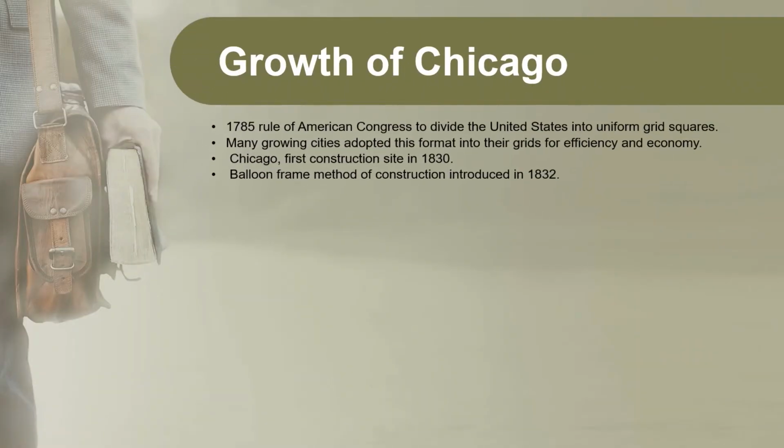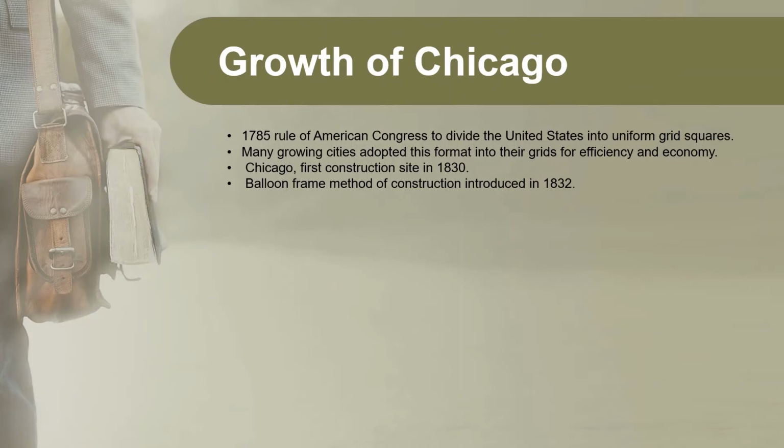In 1785, the American Congress divided the United States into uniform grids, which many cities used in their constructions. The first construction site was in Chicago in 1830. After 2 years, in 1832, they started using the balloon frame method in their constructions.